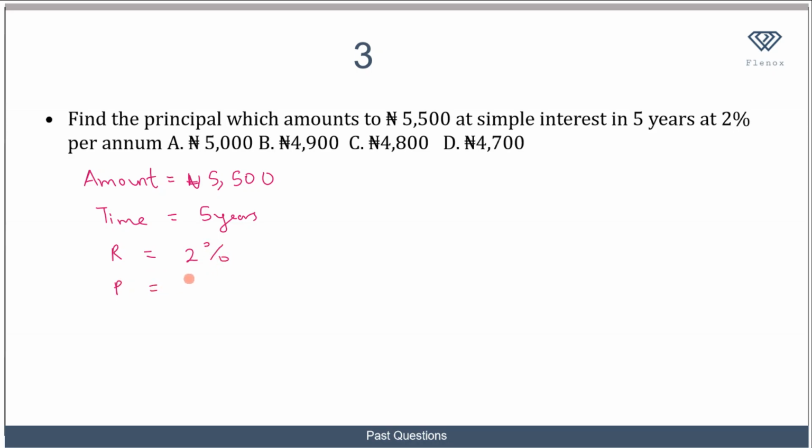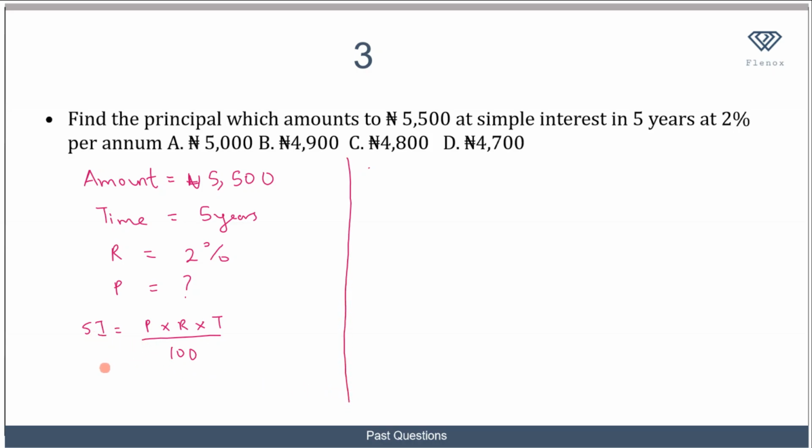The principal is unknown. Now, what is the formula for simple interest? We know that simple interest is given as principal times rate times time over 100. But now we don't know the principal and we don't know the simple interest.